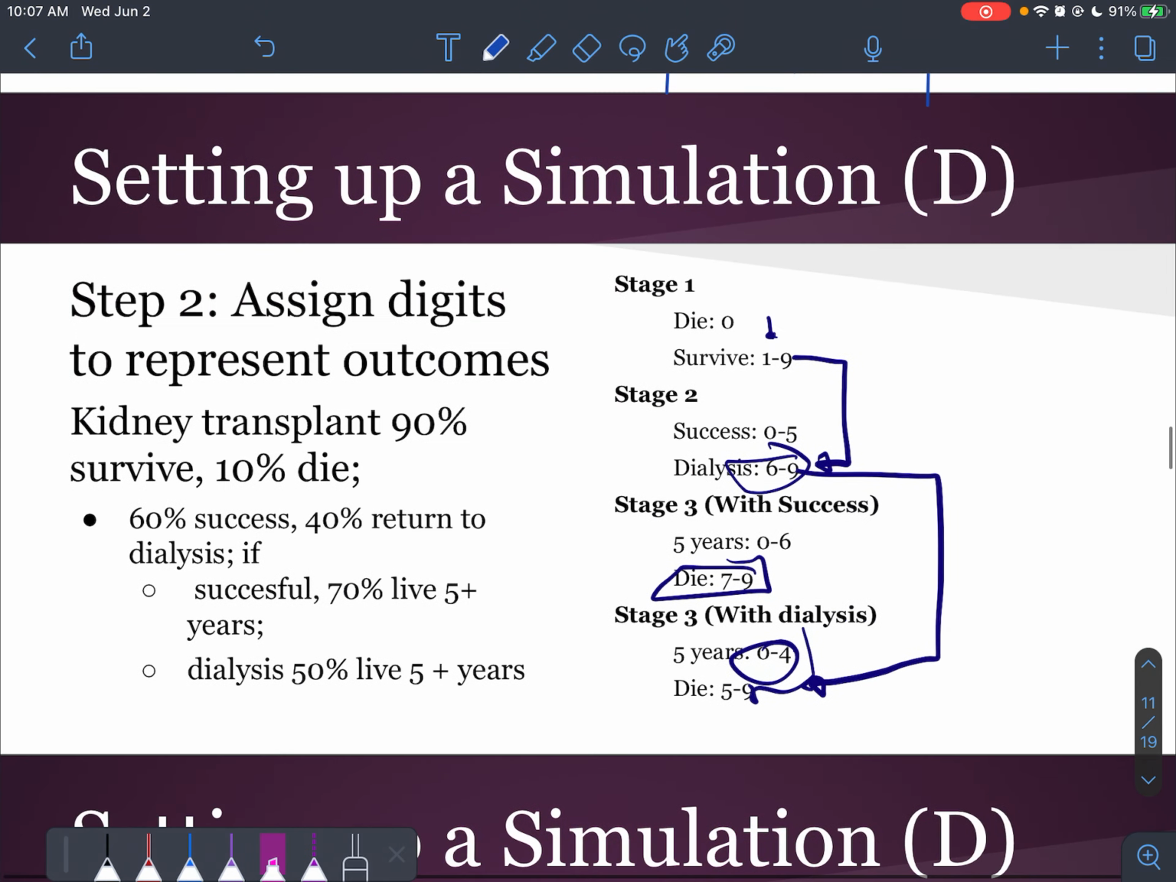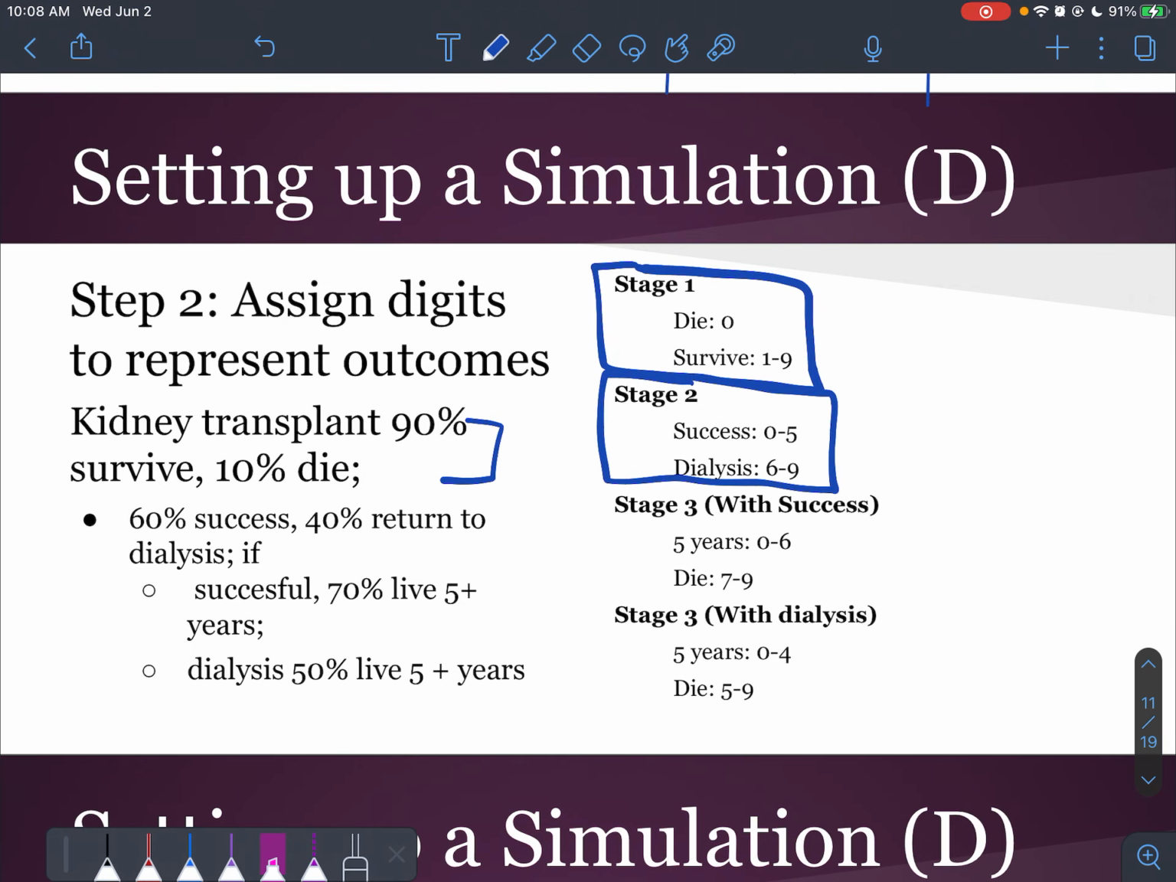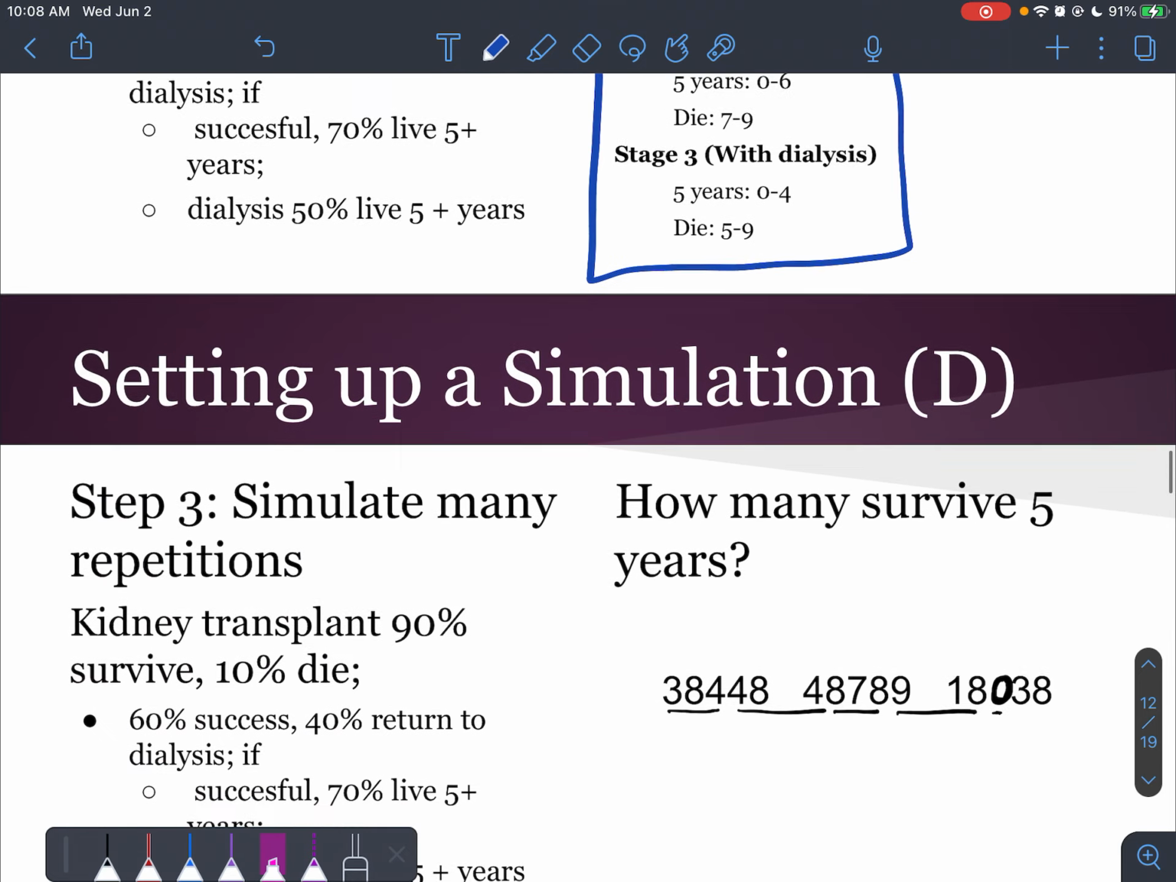So setting it up and looking at the different things, and you can pause it and look at this a little bit more in depth, but based on those percentages we're going to assign, so 90% chance survive, so 90% of our digits are going to go to survive in stage 1, and then one of them is going to go to not. And then stage 2, so if we pass stage 1, we're going to go on to stage 2, and then stage 2 is going to send us one of 2 directions, with success or with dialysis. So we can go ahead and do that.